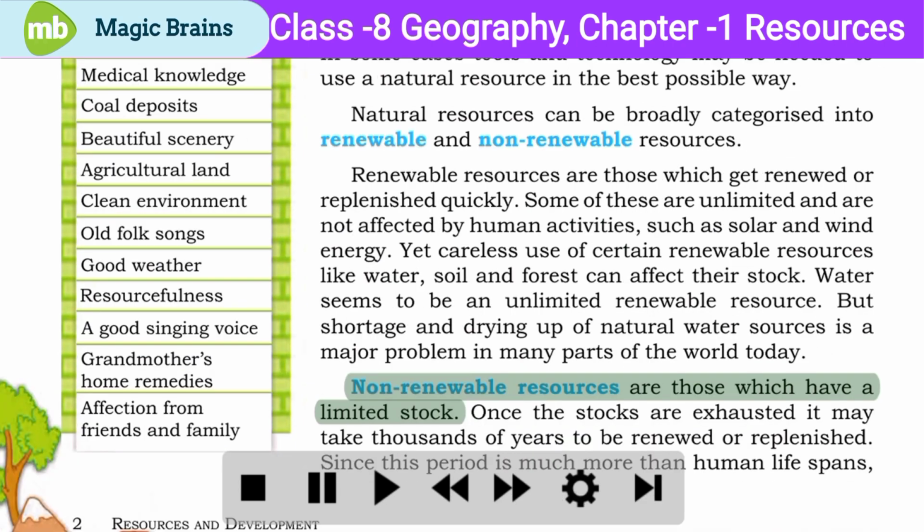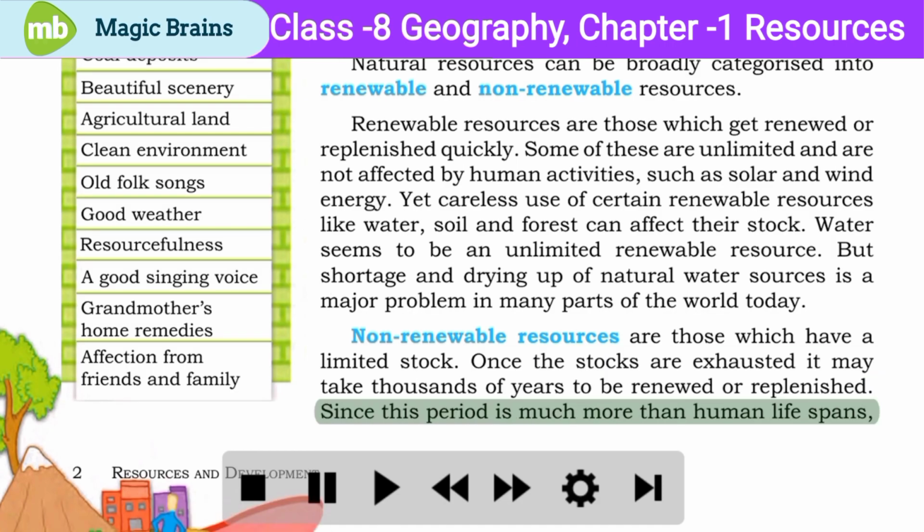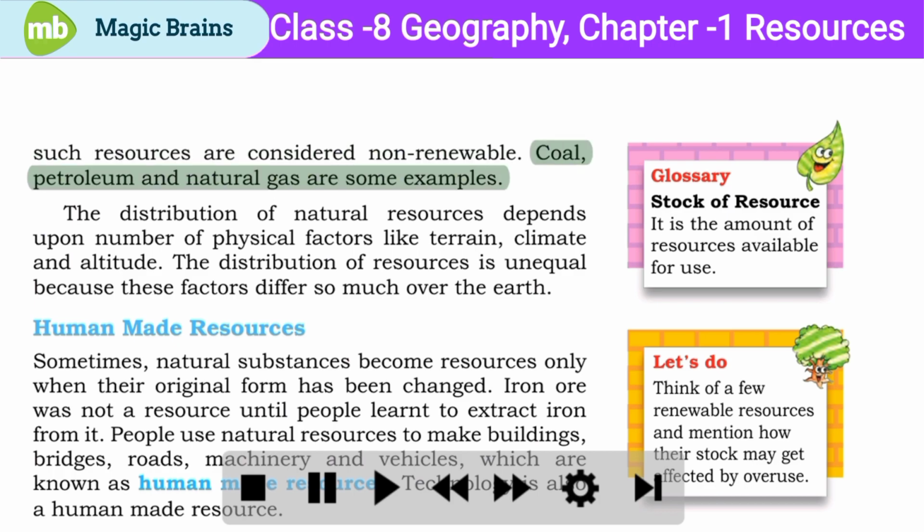Non-renewable resources are those which have a limited stock. Once the stocks are exhausted, it may take thousands of years to be renewed or replenished. Since this period is much more than human lifespans, such resources are considered non-renewable. Coal, petroleum, and natural gas are some examples.